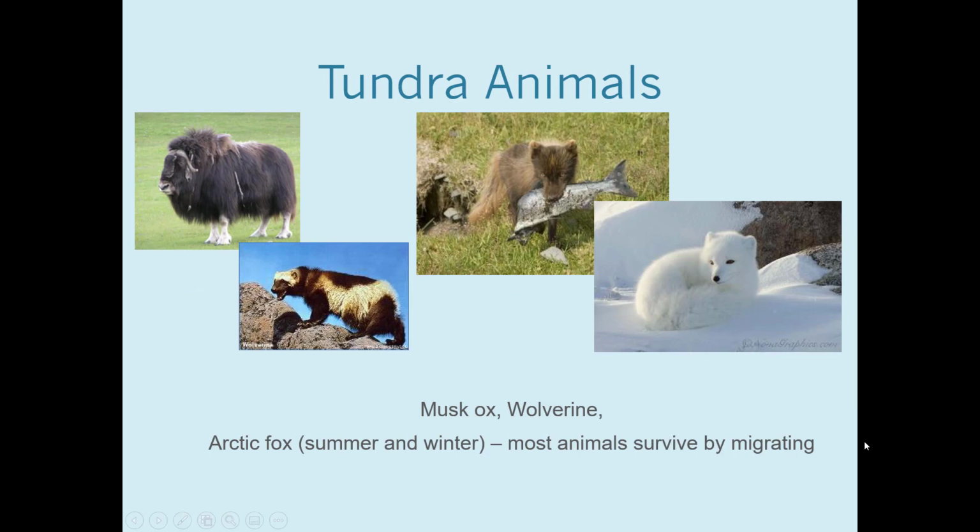Most animals survive the very, very cold conditions there by just migrating. They just stay later, and they're not there when it's really, really bad. Very few animals can survive winters in the tundra.